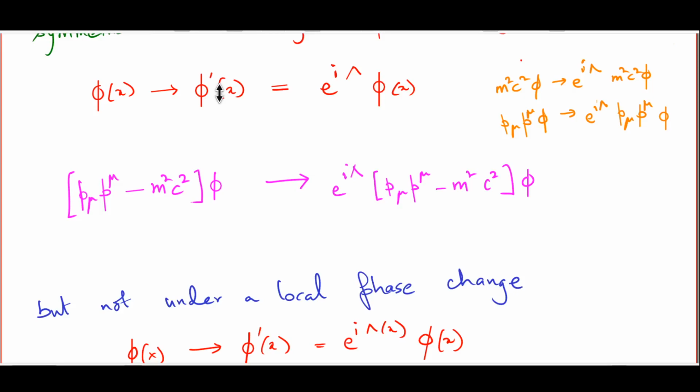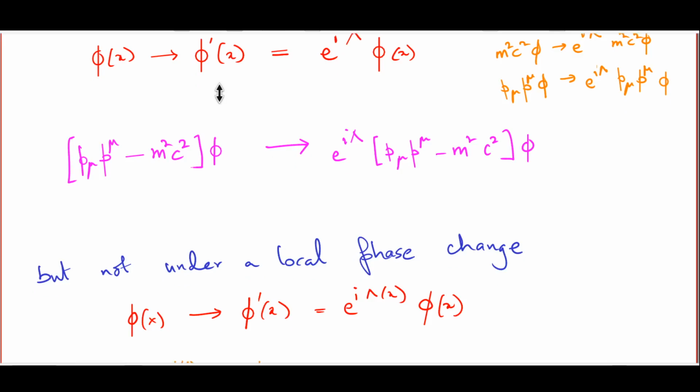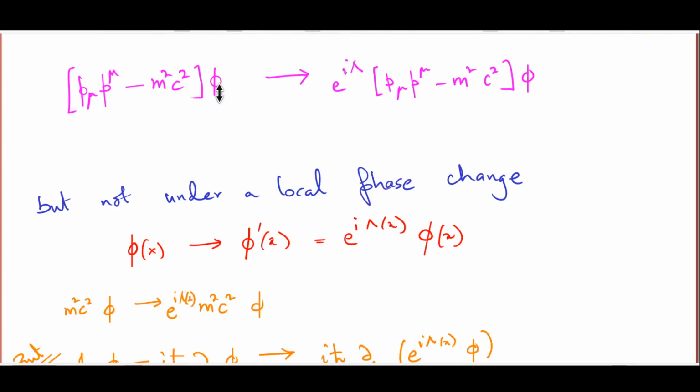But it is equally easy to see that a local phase change is a different story. If you change phi of x to phi prime of x by multiplying phi of x by a phase factor which depends on space-time coordinates, so now my lambda is no longer a constant, it's a function of x, then the term m squared c squared phi still picks up the same phase factor e to the i lambda of x. It's lambda of x now because it depends on space and time, but it just comes out of the expression.